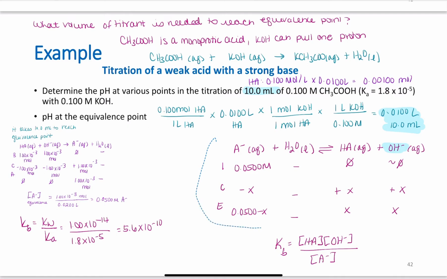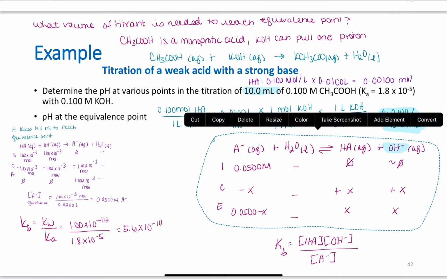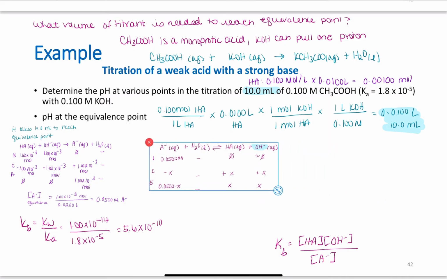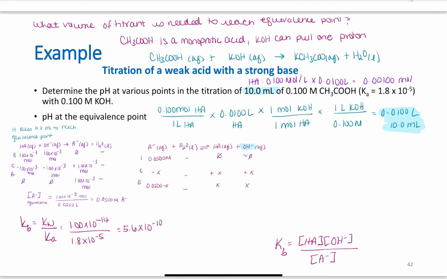Let me shrink this down. So I've got 5.6 times 10 to the minus 10, and this is equal to x squared over 0.0500. Solve for x. X equals 5.27 times 10 to the minus 6th. That is equal to my hydroxide concentration. My pOH here is 5.28, and therefore my pH is 8.72.